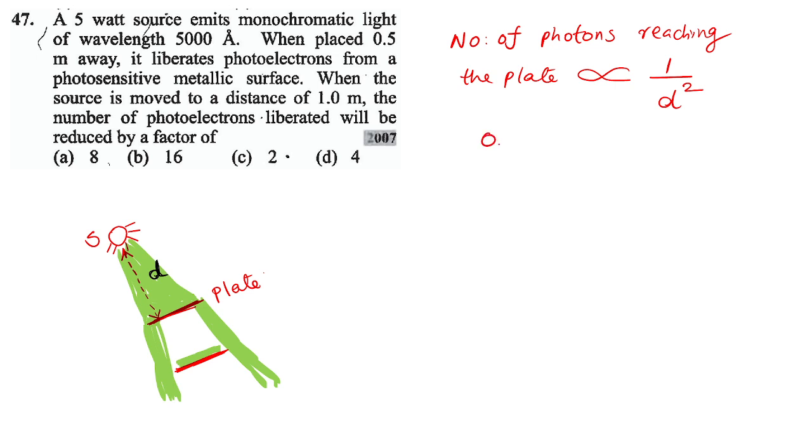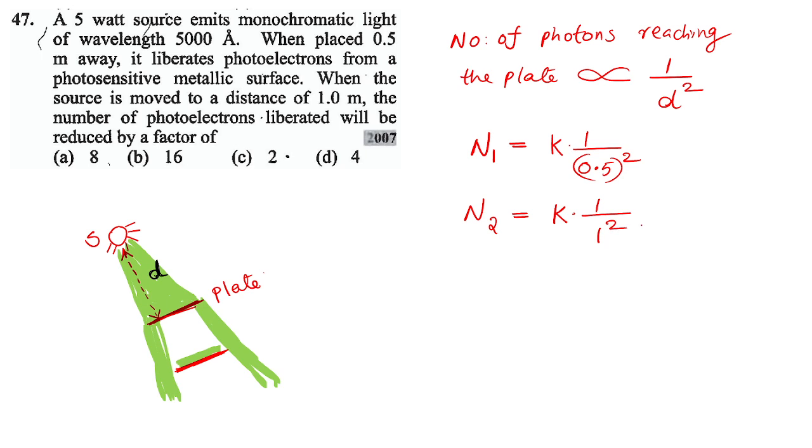Here, initially the number of photoelectrons, let me denote by n1. If you remove the proportionality, you have to put some constant k. In the first case, n1 equals k into 1 by d square, and d was 0.5. So the number of photons entering the surface is n1 equal to k times 1 by 0.5 square. And in the second case, n2 equals the same constant k into 1 by 1 square.